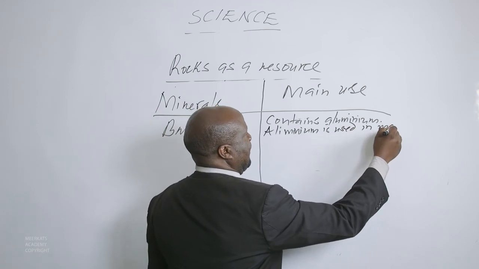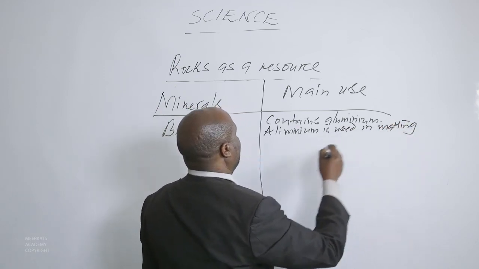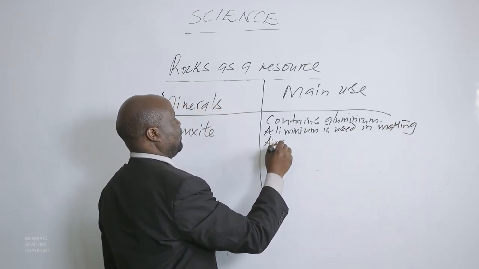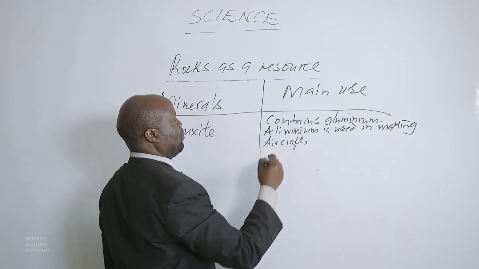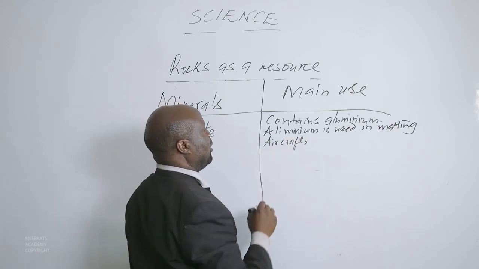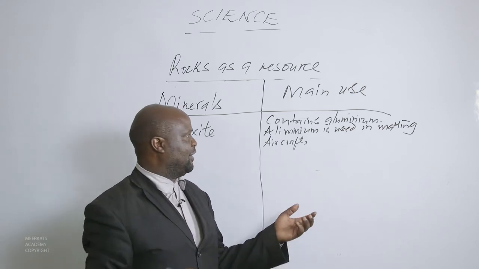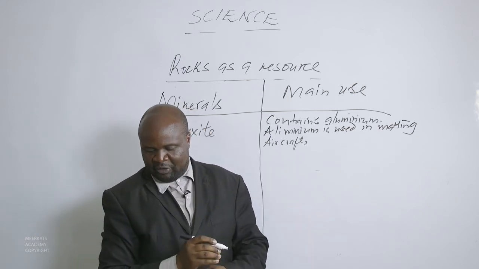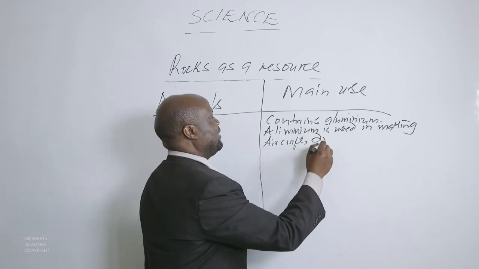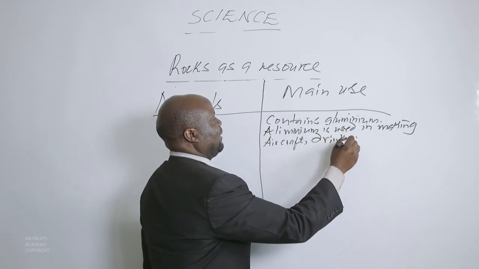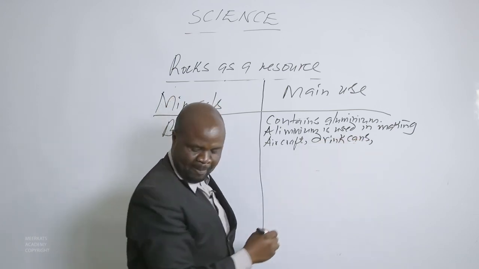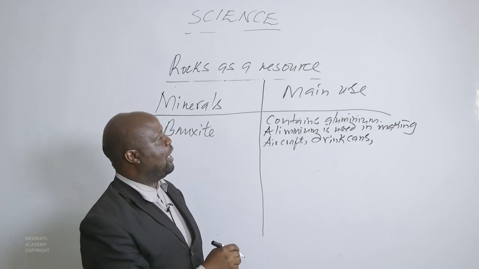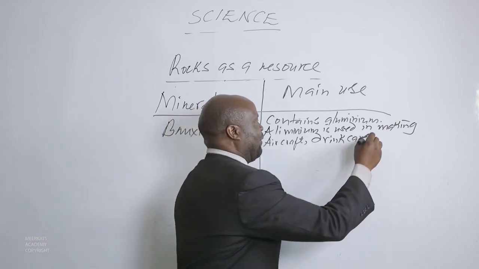in making aircraft. We have aircraft, and then we also have drink cans, and we also have high voltage power lines.